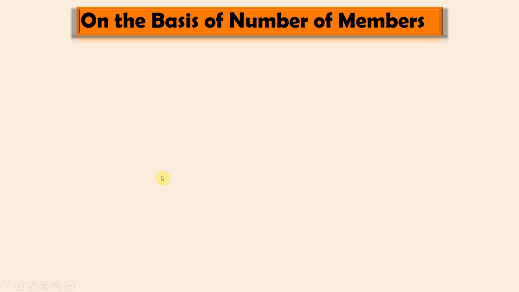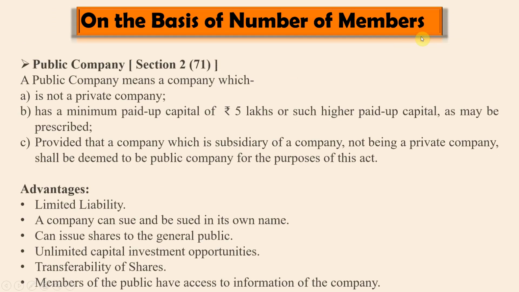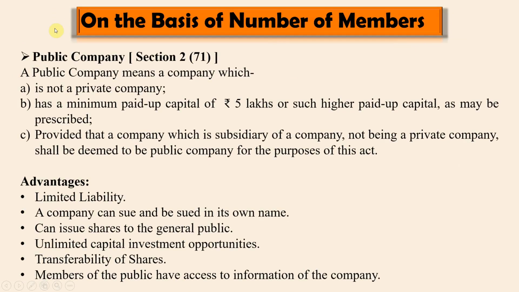Now next comes on the basis of number of members. On the basis of number of members, first one is your public company. According to section 2 subsection 71 of the Companies Act 2013, a public company means a company which is not a private company or has a minimum paid up capital of rupees 5 lakhs or such higher paid up capital as may be prescribed.